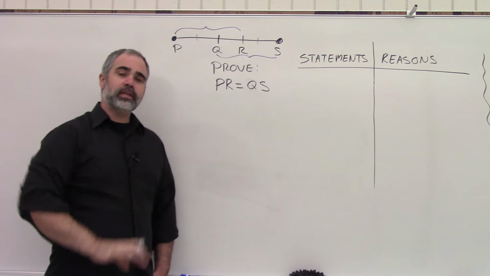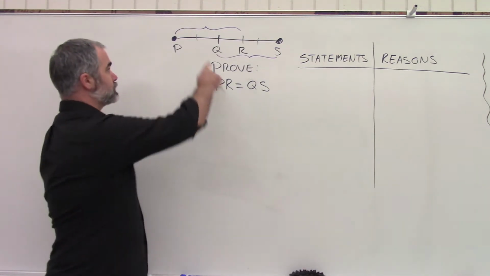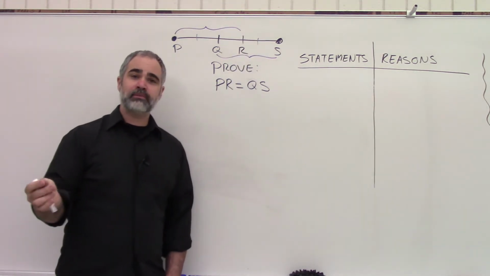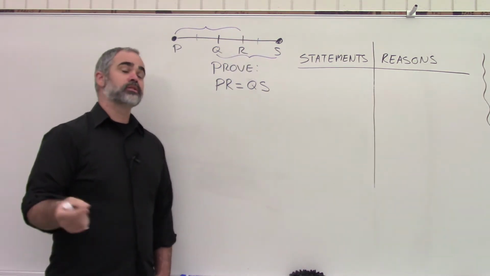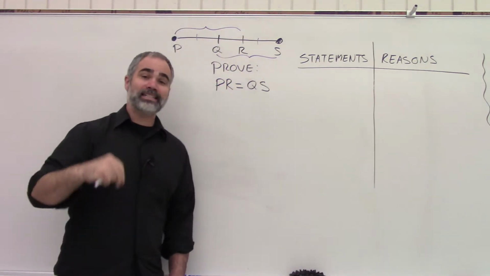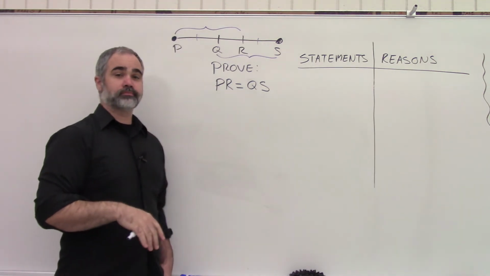Now there's one other thing given to you that isn't actually explicitly written down, and that's these two little dashes right here. If you ever see a dash through a line segment, that means it is the same measure. So it tells you that PQ and RS are in fact equal. So I'm actually going to write that down right here.